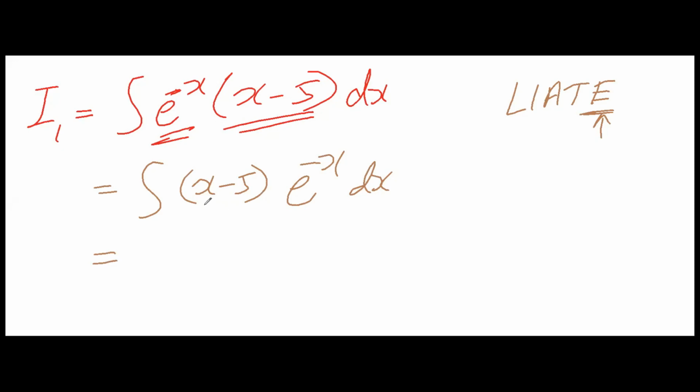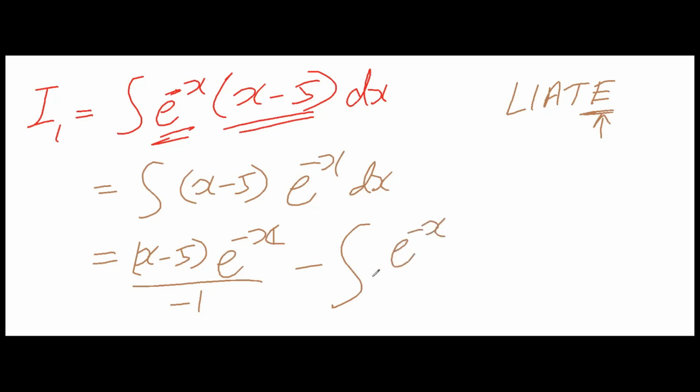So integration by parts says what? First write x minus 5 as it is, and then integration of e to the power of minus x. Integration of e to the power of minus x is e to the power of minus x divided by the coefficient of x, which is -1. Then minus integration of the derivative of this. Derivative of x is 1 and the constant is 0, so I'm not writing it. Then integration of e to the power of minus x is e to the power of minus x divided by -1. Then dx, plus c will come.